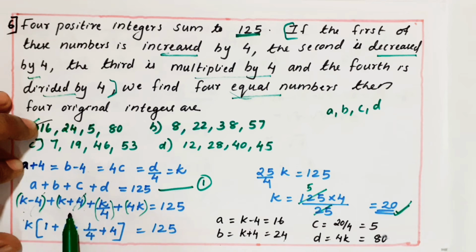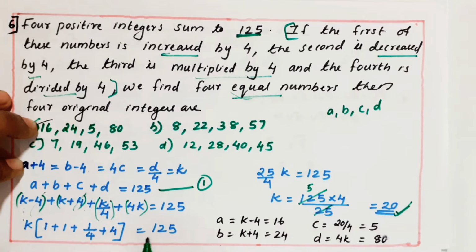Plus 4 minus 4 get cancelled. So K plus K plus K by 4 plus 4K. Take K common: K times (1 plus 1 plus 1 by 4 plus 4) is equal to 125. If you take the LCM, 4 is the LCM. 4 plus 4 plus 1 plus 16, that is 16 plus 9, that is 25. So 25 by 4 K is equal to 125.